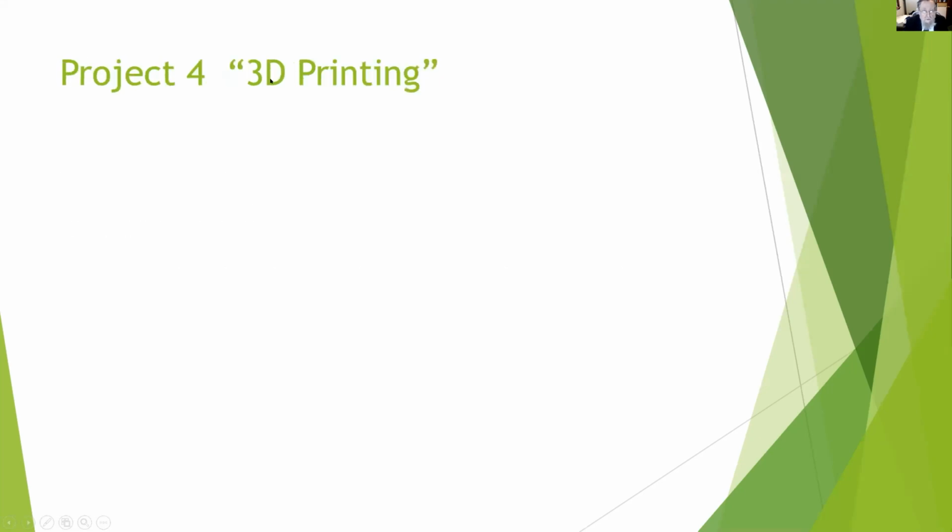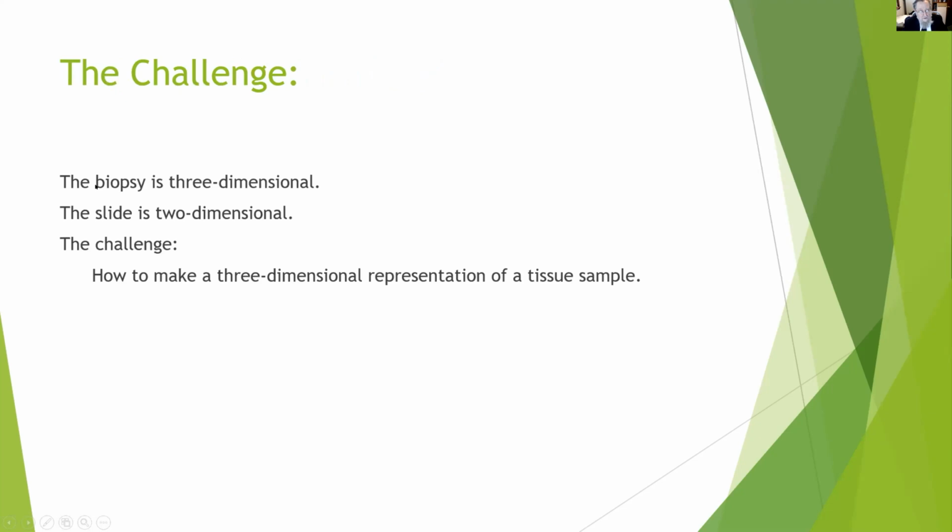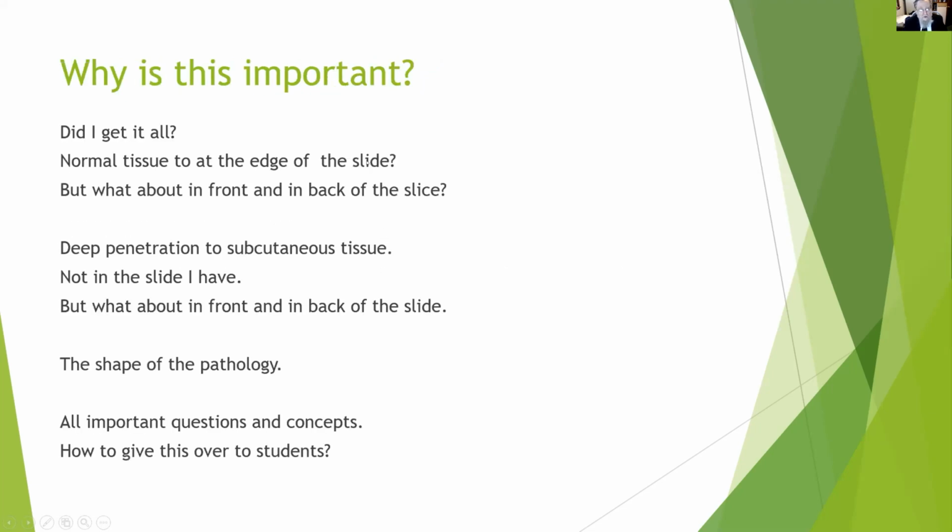Calling this 3D printing, in quotes. The challenge is that the biopsy is three-dimensional, the slide is two-dimensional. The challenge is how to make a three-dimensional representation of a tissue sample. That's important because there are a number of critical issues. Ideally, normal tissue should be seen at the edge of the slide. So you have a slide in front of you, it looks good. But what about in front and in back of that slice? It's a three-dimensional object, and the pathology may extend to the end of the slide, which means you didn't get it all out, which means you have to cut more or observe more.